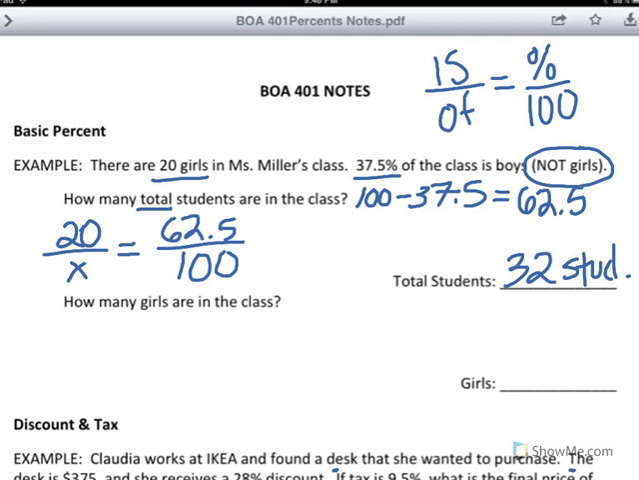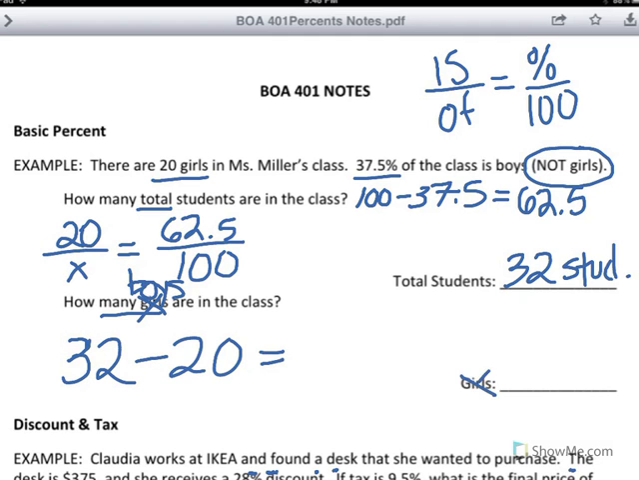I'm going to abbreviate students there. So now when we're trying to find how many boys are in the class, that should say boys. Please go and change your notes to that. So this should say boys there. How many boys are in the class? We're going to take that 32 total students, subtract the 20 girls, and we get that there are, again, change that to boys, there are 12 boys in the class.